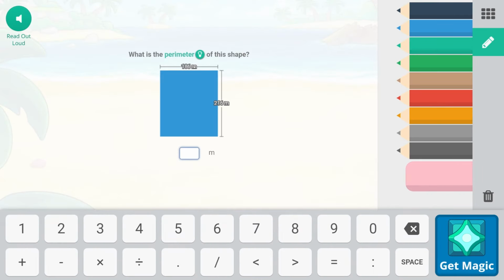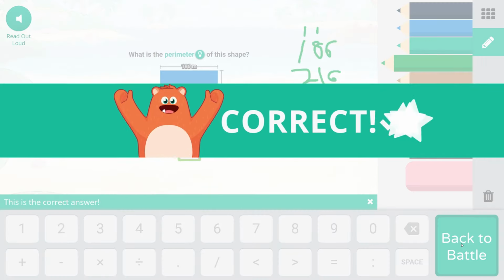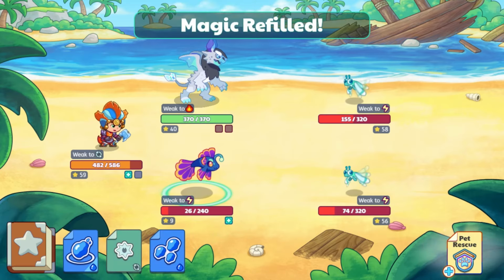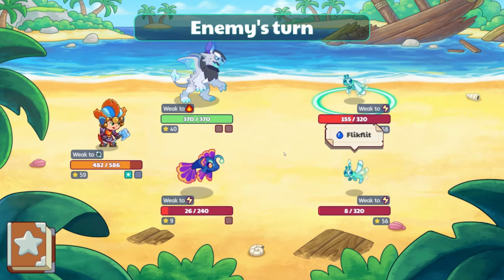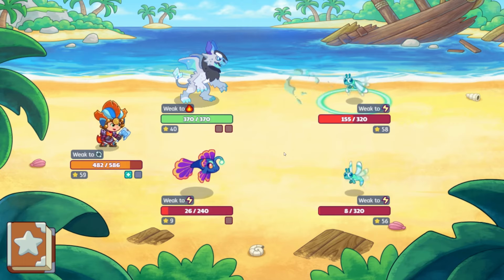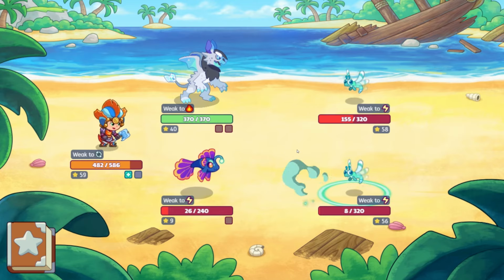Okay, we're looking pretty good here. The perimeter of this shape, 186 plus 216. Write these out. So this is going to be 12, regroup. This is going to be added to the hundreds place. This is 402 times 2. I know that that's going to be 804. Ooh. And we're going to try our thump here. Is that enough? Not enough. No. Not a fumble. And fumble.